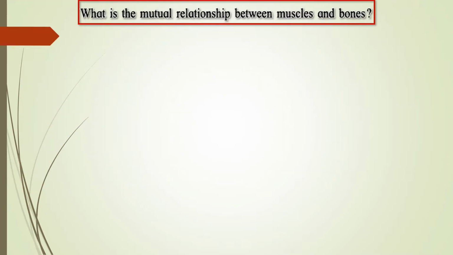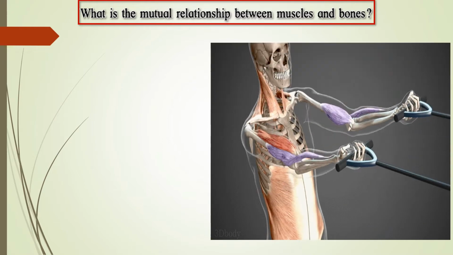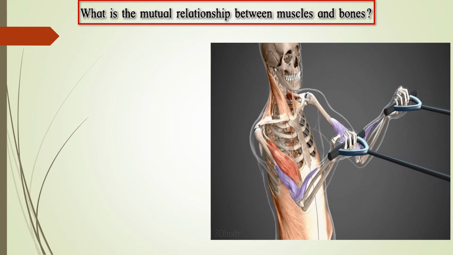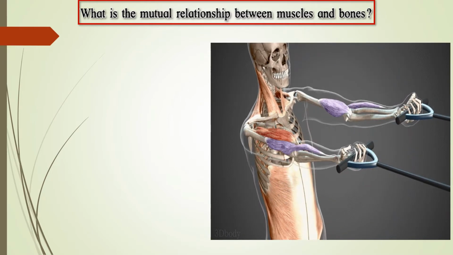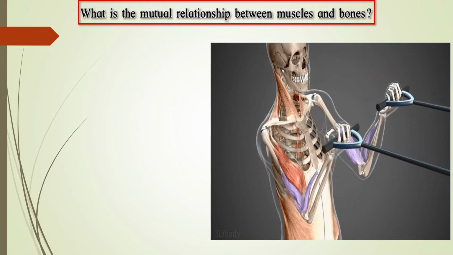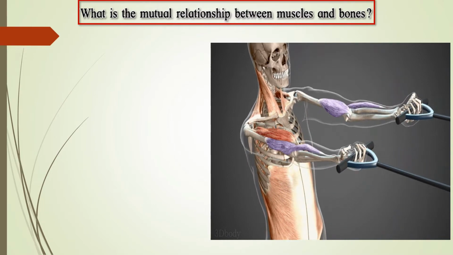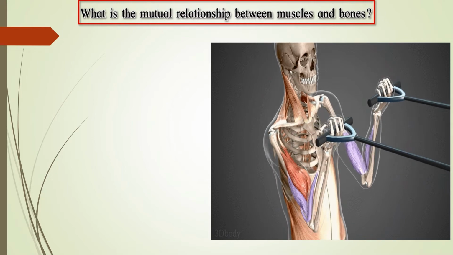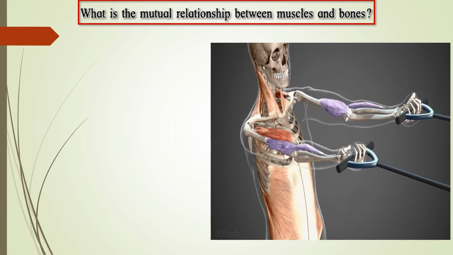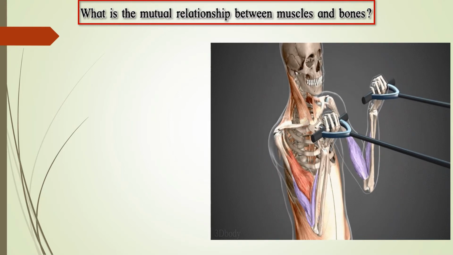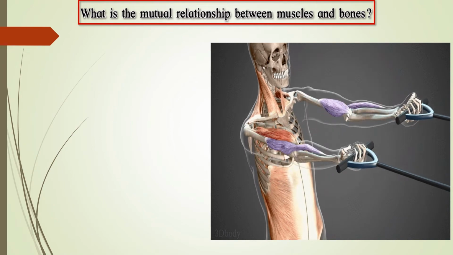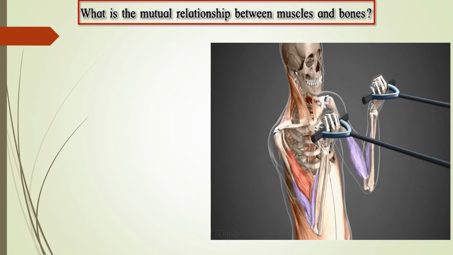now what is the mutual relationship between muscles and bones? Here in this picture you can see muscles and you can see bones as well. As you can see in this picture, it is pulling or doing an exercise, and in that you can see the difference in the muscles and how the bones and the muscles are moving simultaneously. Means there is some relationship between the two.